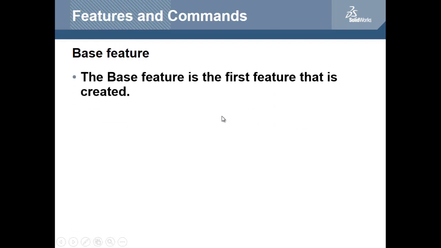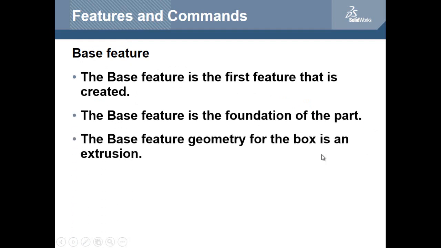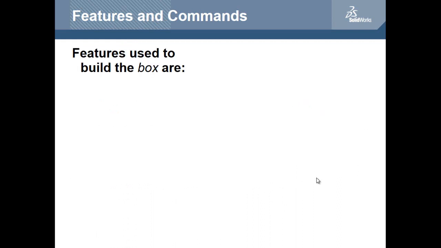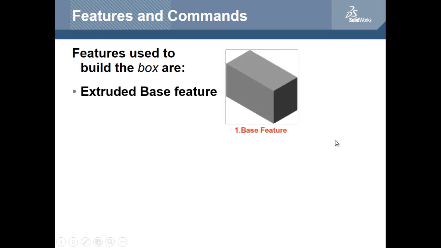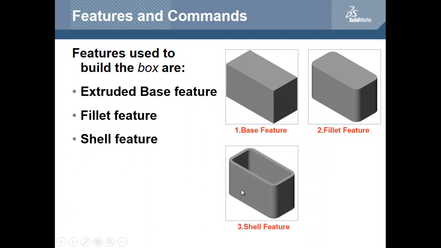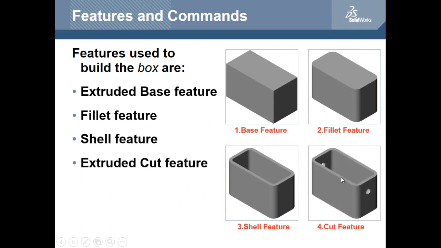The base feature is the first feature that is created. The base feature is the foundation of the part. The base feature geometry for the box is an extrusion. The extrusion is named Extrude 1. Features used to build the box are extruded base feature, fillet feature, shell feature, extruded cut features. You start with your base feature and you end up with your outlet box after you have filleted it, shelled it, and cut it.